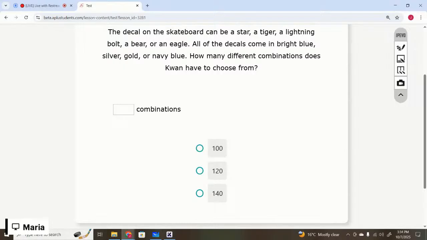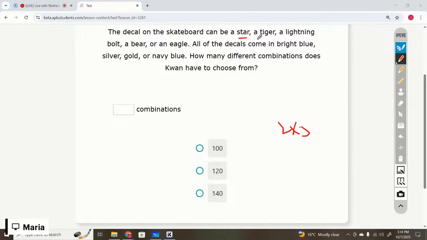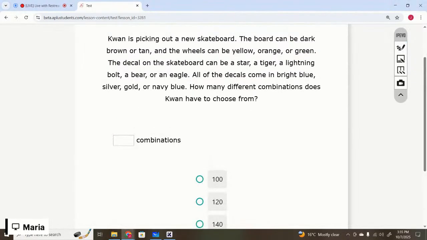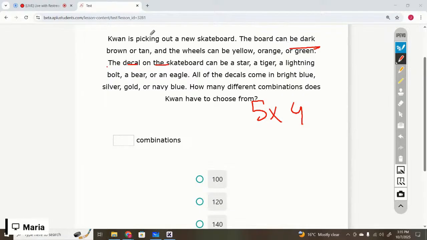The decal on the skateboard can be a star, a tiger, a lightning bolt, a bear, or an eagle. One, 2, 3, 4, 5. All of the decals come in bright blue, silver, gold, or navy color. 4 it is. How many different combinations does Kevin have to choose from? The board can be dark brown or tan. The wheels can be yellow, orange, green, or pink.